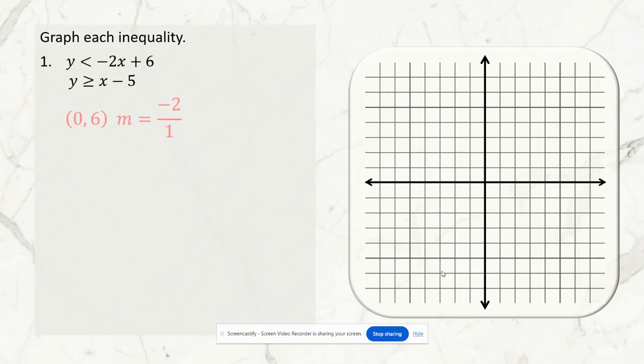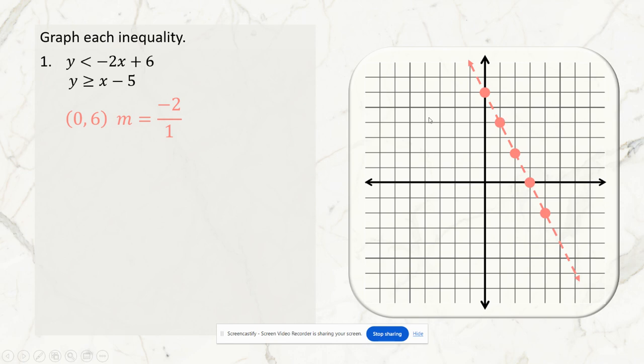So when we look at the first one, our y-intercept is (0, 6), and our slope is negative 2 over 1. So we're going to put a point at (0, 6), and then we're just going to use our slope, negative 2 over 1, to go down 2, right 1, down 2, right 1, and plot a bunch more points. Now, we can notice that this inequality is strictly less than, so we're going to have a dashed line connecting all those dots. So there's our first boundary line.